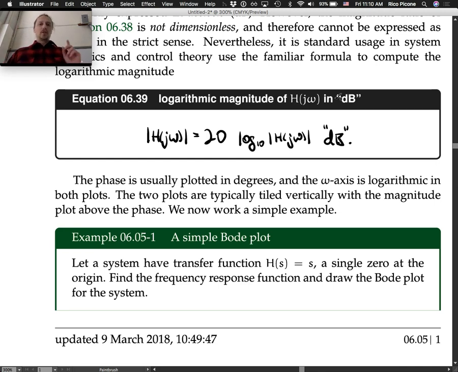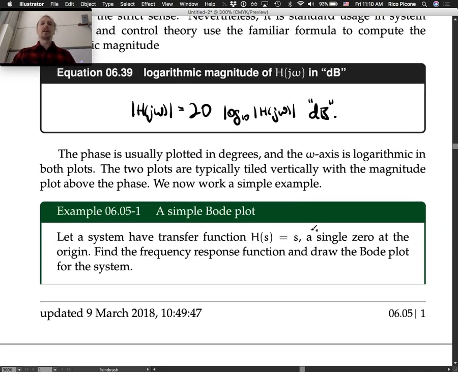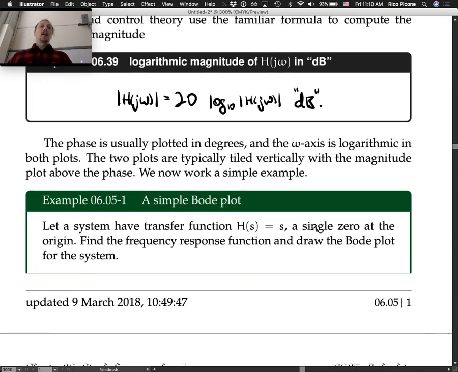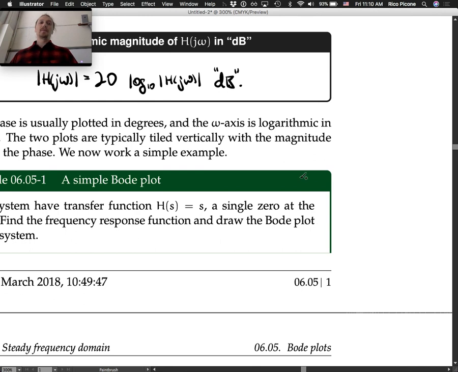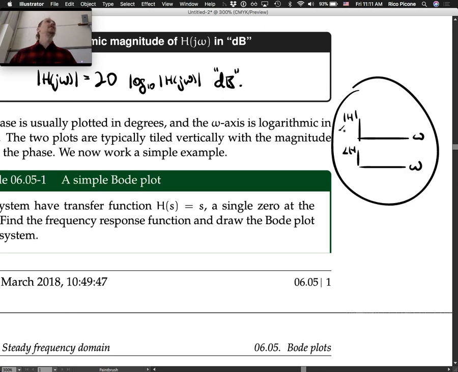The two plots are typically tiled vertically with the magnitude plot above the phase plot. So if we were to look at it like this, it would be the magnitude plot and then the phase plot, and they're both functions of omega. So this is the Bode plot. Put them together. So that's what we're going to do.